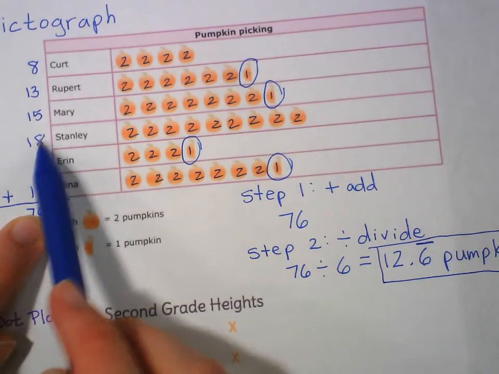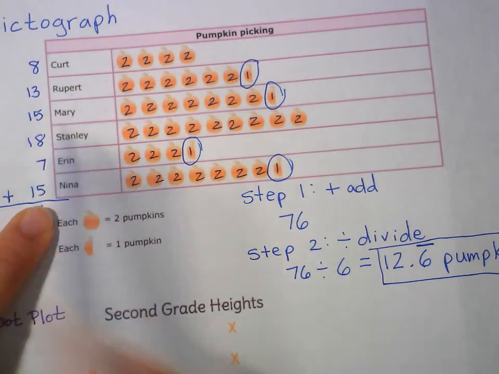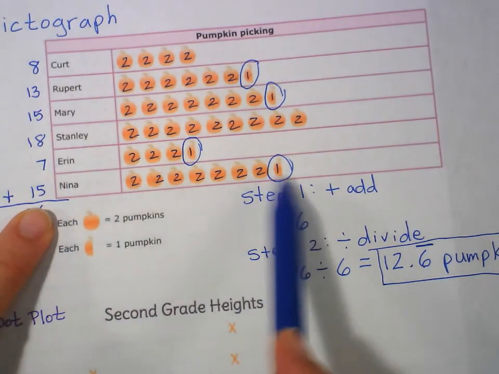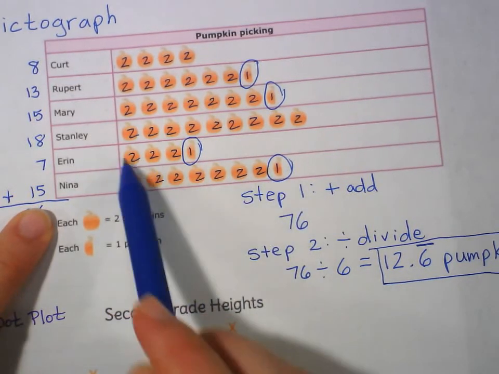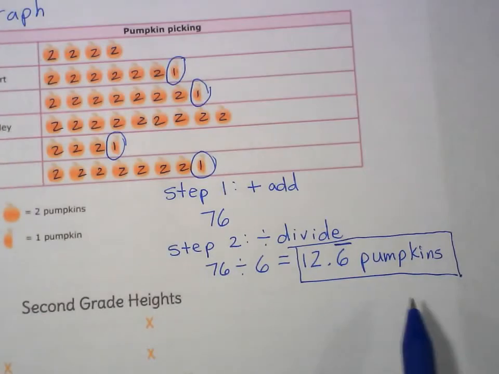So I know no one picked 12.6 pumpkins. That's between 12 and 13. So Rupert's the closest. But if we had to put the same number of pumpkins for each person, it would be 12.6.